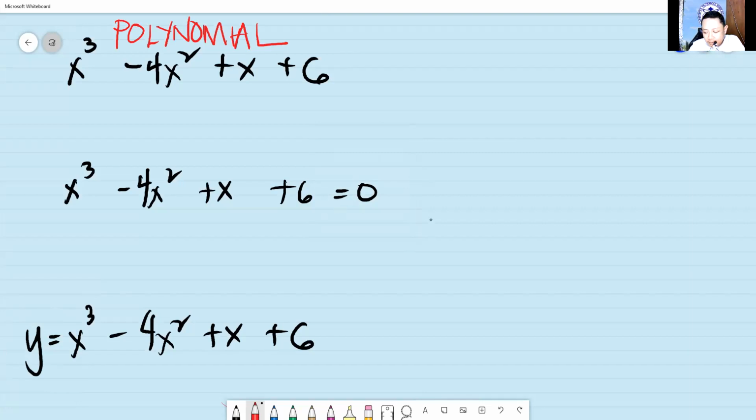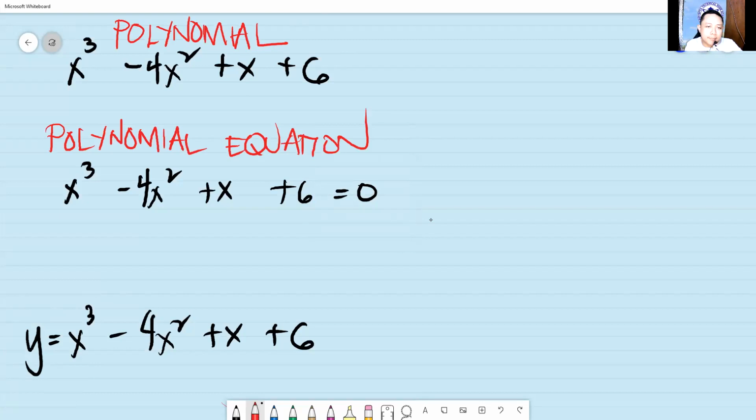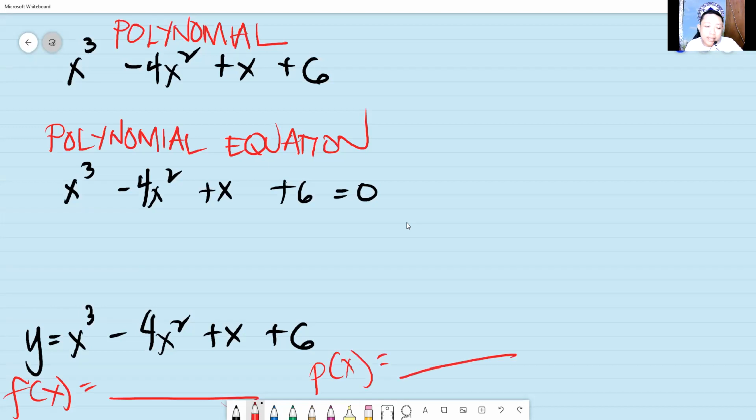Now, if there's already equal to 0, this becomes a polynomial equation. Got it? And if it is not equal to 0, instead it's y is equal to, or some make use of f of x is equal to the polynomial, or some use p of x, the polynomial, then these are now called polynomial functions.